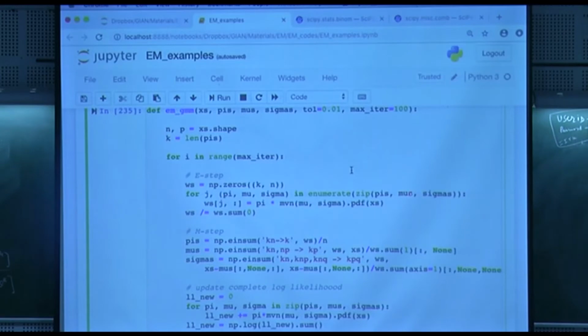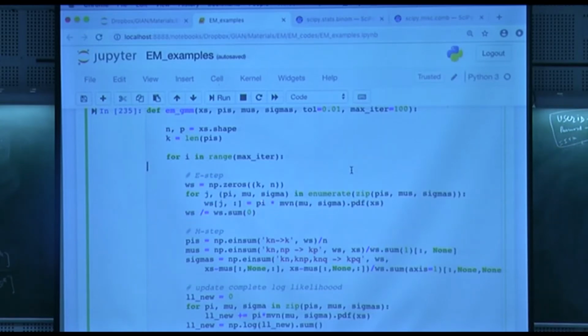So what is the length of this zip list? This is exactly equal to the number of classes that I have. For the total number in this zip is the number of classes that I have. I'm numbering the classes from 0 to k minus 1. So this j will basically be the number of the class. Pi, mu, sigma belongs to this zip.